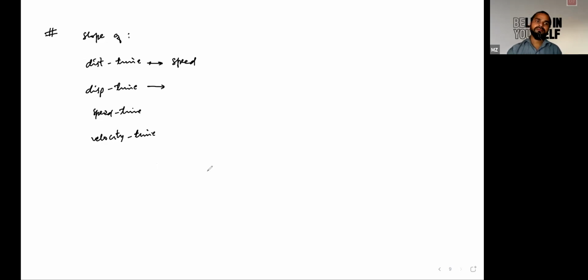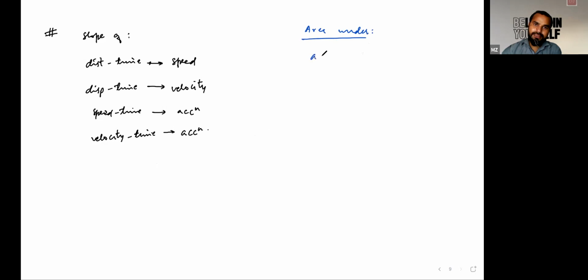Sir, velocity? Good. Similarly, the speed time graph gives you acceleration and the velocity time graph will give you acceleration. Okay. The next part is to define area under the graph. For area under the graph, just multiply those two terms for which we are taking area.